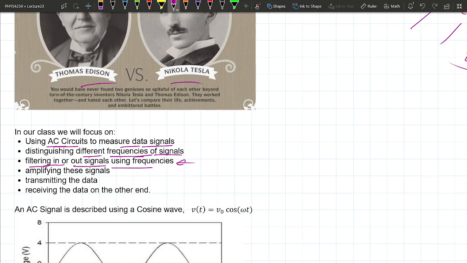We're going to figure out how to amplify these signals. This is when we get to operational amplifiers, and how to transmit this data and how to receive it on the other end. How do you send and receive data? Basically, this is the first half of the whole course, up to lab 7. You'll be building a transmitter and receiver that can send signals through the air. We're doing it through a fiber optic instead to make it a little bit easier, because you'll be building them right next to each other.